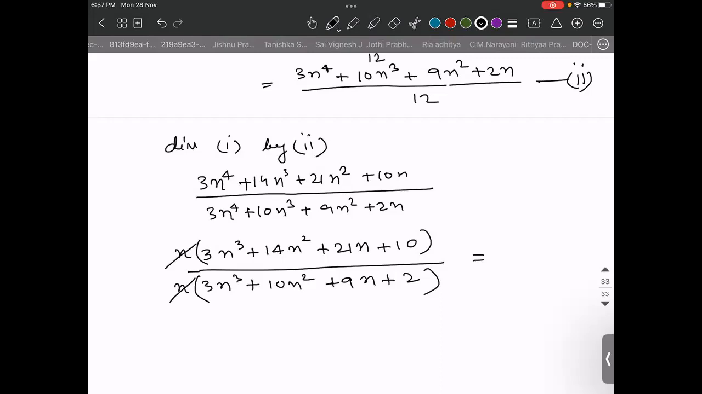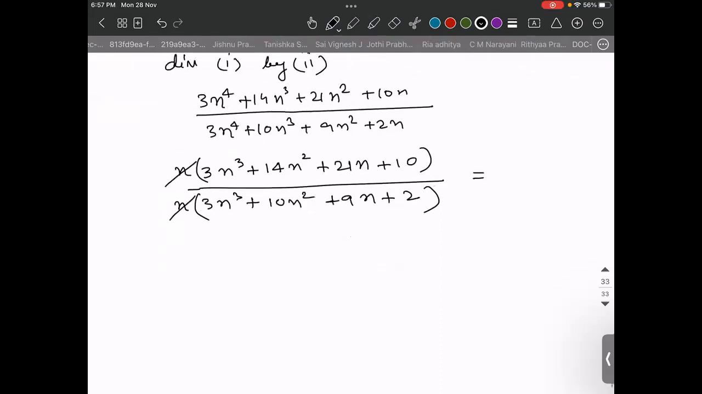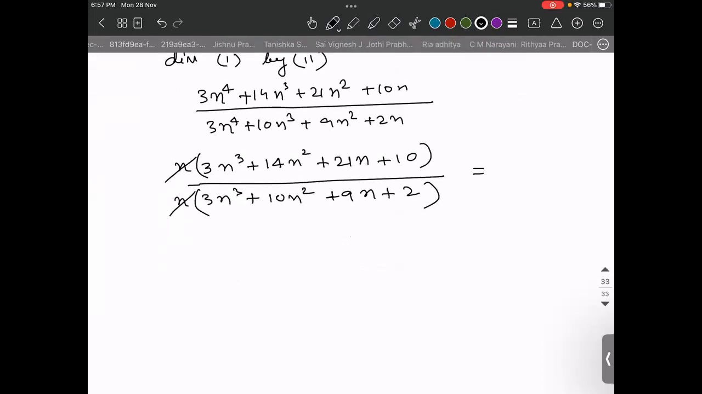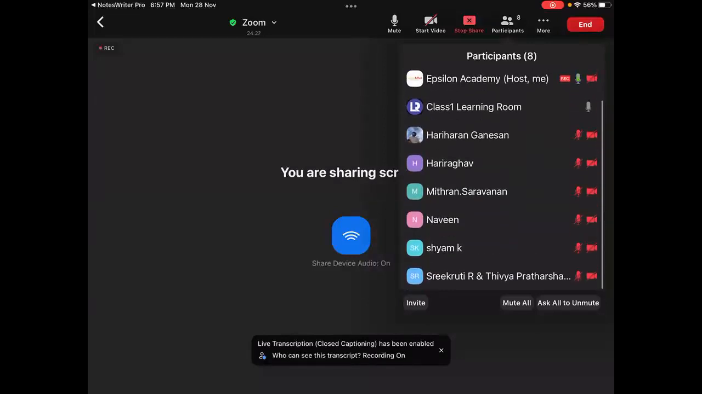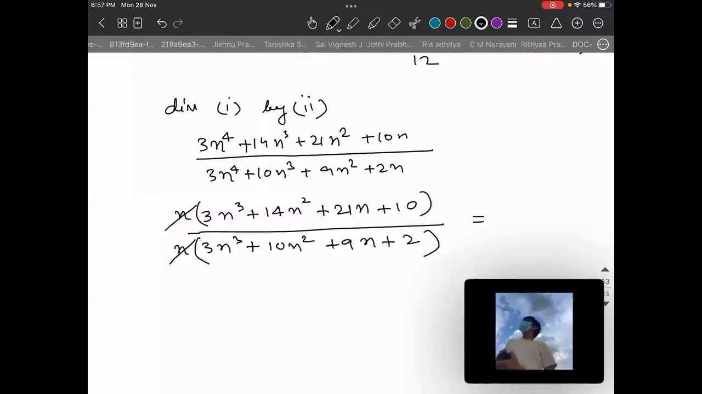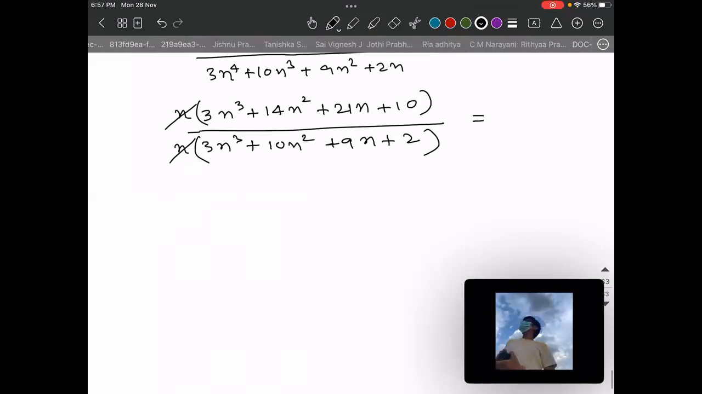3n square minus 3n. Acha, how many of you are able to solve it online? Anybody has got the answer? Anyone? How many of you are there? Shrikruti, Divya. Shrikruti and Divya. Okay. They are together, sitting together. Sham, Naveen, Mitran, Hari, both Hari. Just solve this, you will get the answer. These two. By the time I'm looking at here, give me a pen.